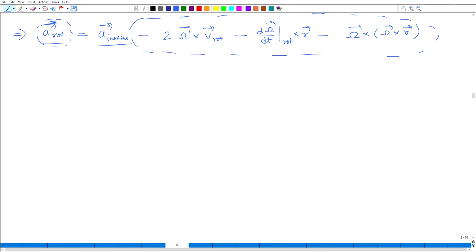Okay. Once again, try to understand that m times this one alone does not give you F external. But if you do m times A rotation plus all these terms, then that will be equal to m times A inertial, and that will be equal to the F external. So, this whole part is the pseudo force here.